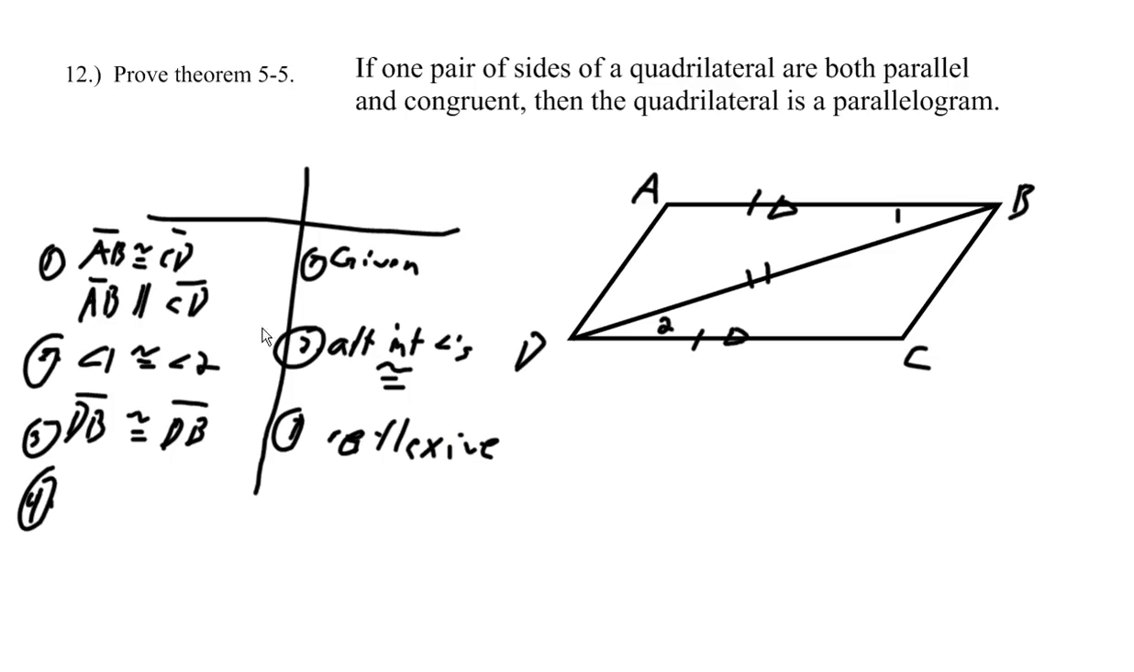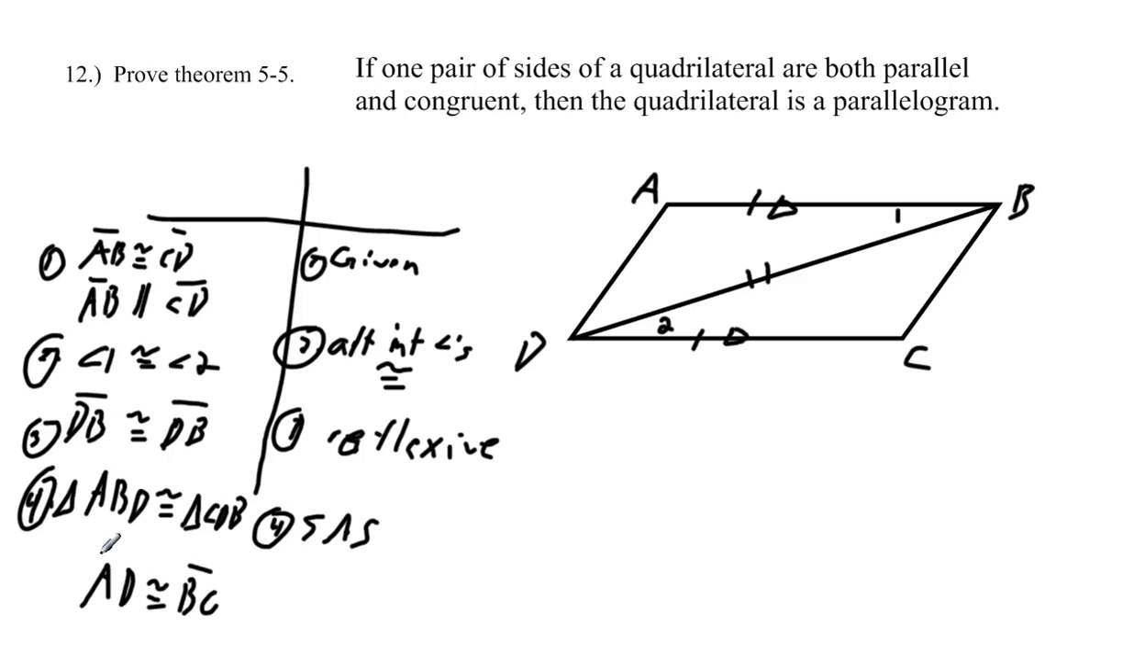Next, now we're looking at two congruent triangles. So triangle ABD is congruent to triangle CDB by side angle side, and that makes AD congruent to BC by CPCTC.